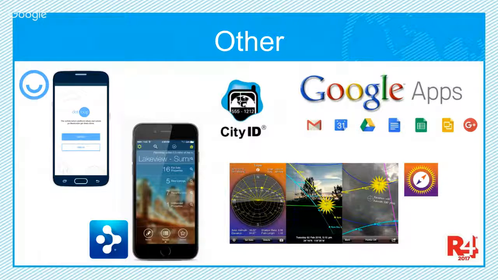So if your phone doesn't do it, City ID is one that will do that. It's an app that will have that identification on your calls. I think it's like a $2 a month thing, so you do have to pay for that service.